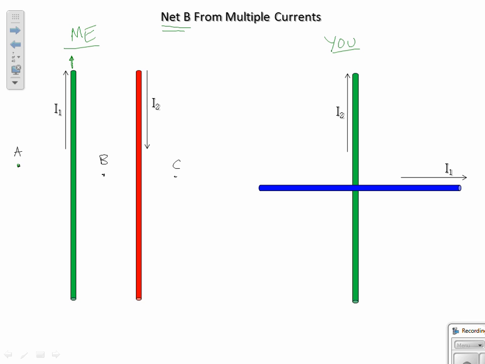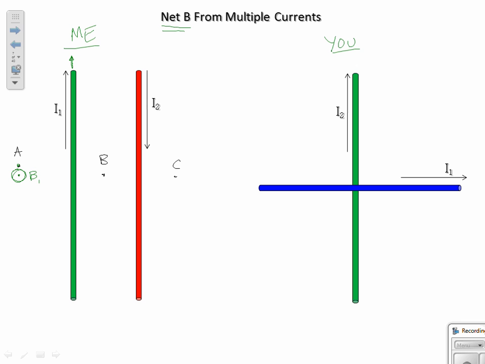Well, the current points upward, or is flowing upward. That means my right thumb goes upward. At location A, my fingers would be trying to poke out of the page. And out of the page looks like that. So there's B1.